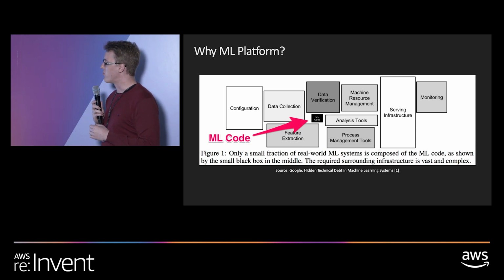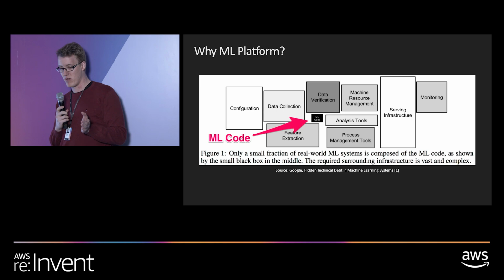This graphic is from a paper released, I think, in 2015 by Google, called Hidden Technical Debt in Machine Learning Systems. It's a very good paper. I totally recommend a read. But the blurb here is quite interesting.